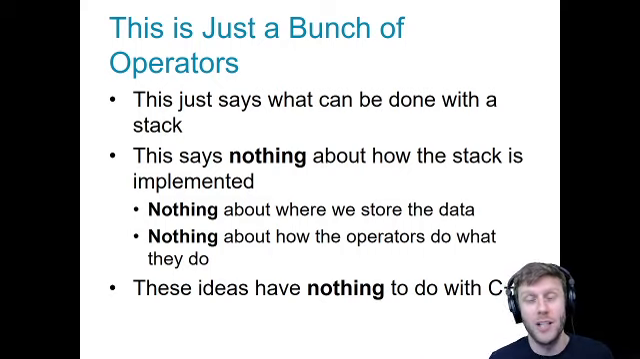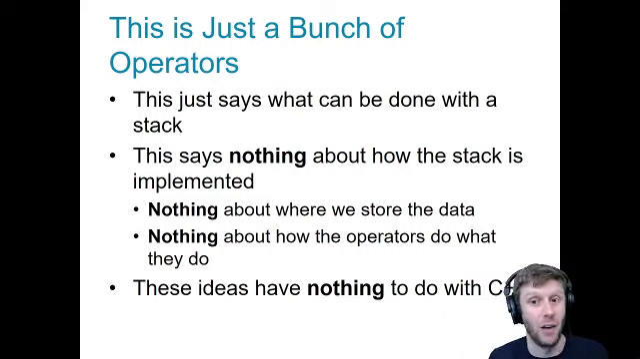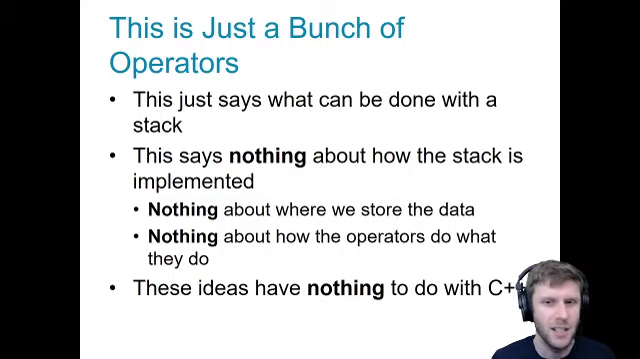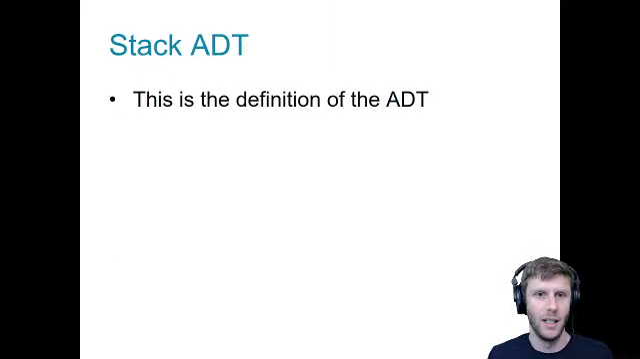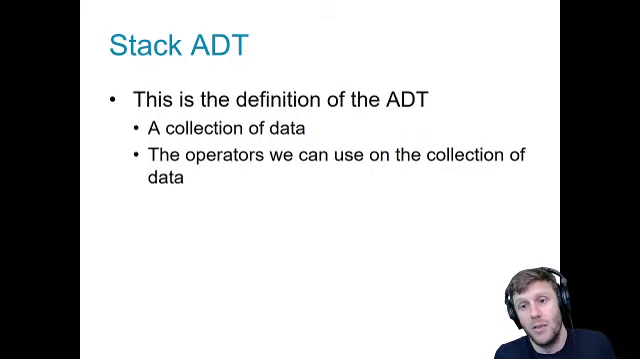I could tell you to do these operations with a stack of blocks like a child would. If I say push something, you go, okay, I'll just put it on top. Pop something, okay, take it off. You can do these operations yourself. Nothing to do with code at all. This is an important feature. And this right here is something that takes people a long time to get. Usually it's because professors do a bad job at emphasizing this difference. But it's important to note the difference. So this is the definition of the abstract data type. It's a collection of data and the operators we use on the collection of data.